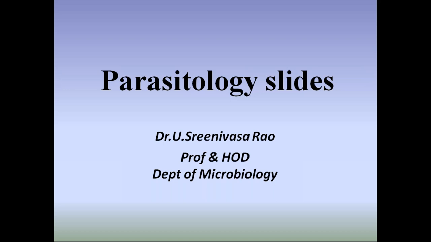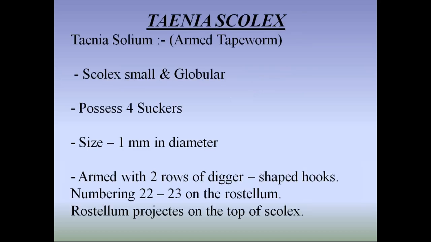Now, part one, parasitology slides. First, Taenia scolex and Taenia saginata. All of you know that these are the tapeworm slides. Both male and female reproductive organs are present in one worm. We can see three stages in cestodes: adult worm, larva, and egg.